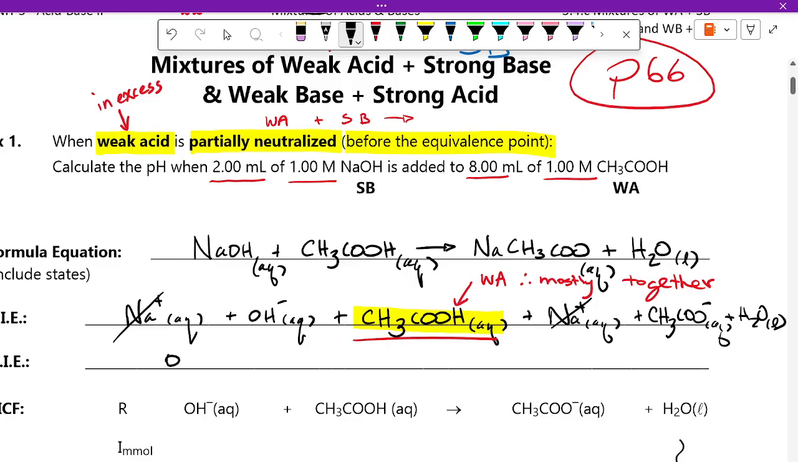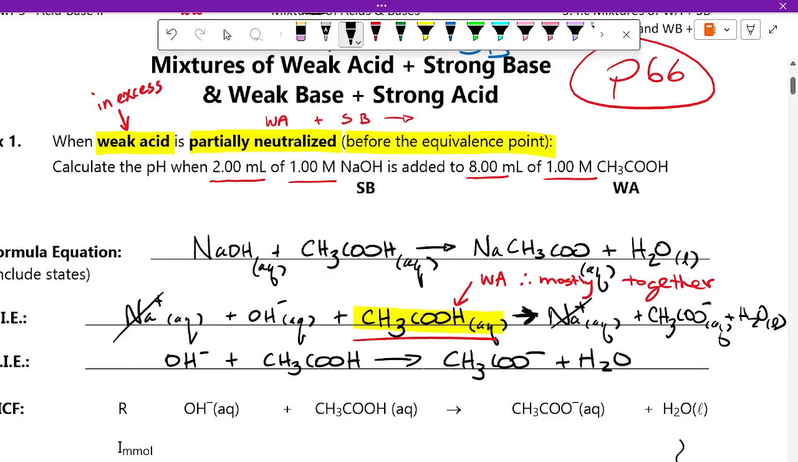Okay, so we have OH minus plus CH3COOH. Oops, this should have been an arrow up here. Whoopsie. There we go, that's an arrow. Goes to CH3COO minus plus H2O, and there we go.